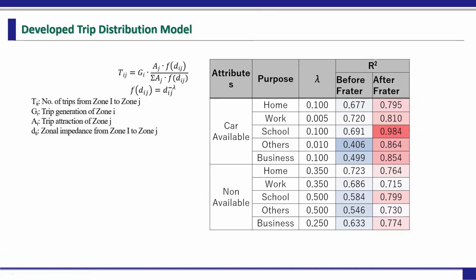If this lambda value is higher, they will make shorter trips, because the zonal impedance is very high. The non-car available groups are very sensitive to zonal impedance. The car available groups make more trips over longer distances, because people want to move to other places. As a result, they are not so sensitive about the zonal impedance.